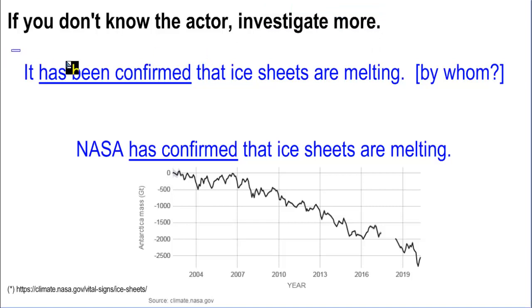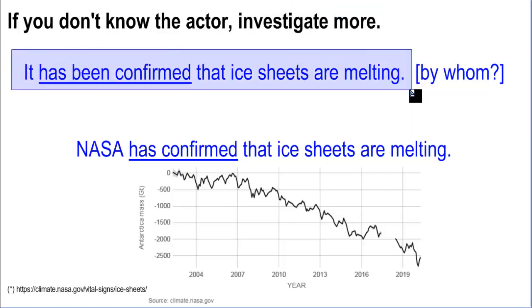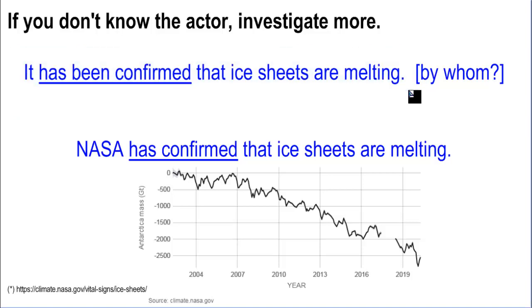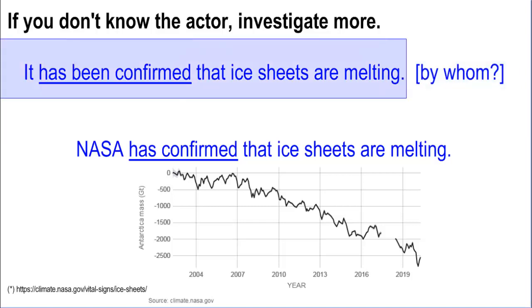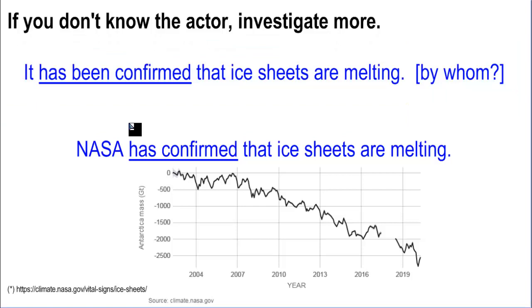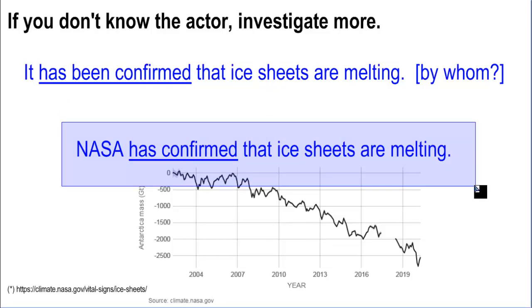So it is okay to say, it has been confirmed that ice sheets are melting. That's okay. But your professors or your teachers are going to tell you, okay, great, by whom? You can tell me that, but you have to give me evidence. If you tell me it has been confirmed, that means that you didn't investigate enough. So for that reason, you should try to investigate who did the action and then add them in active voice.